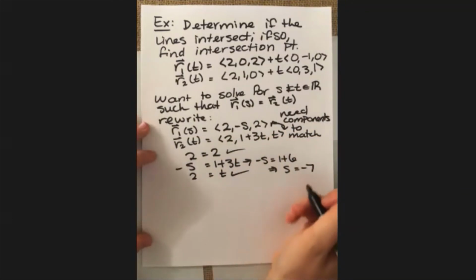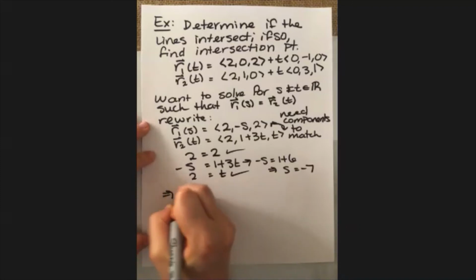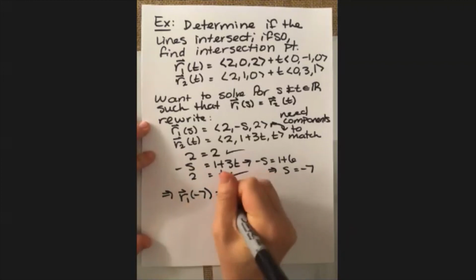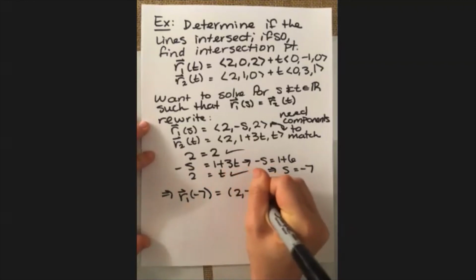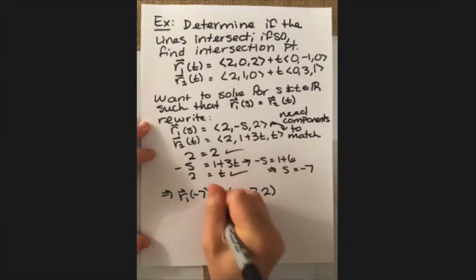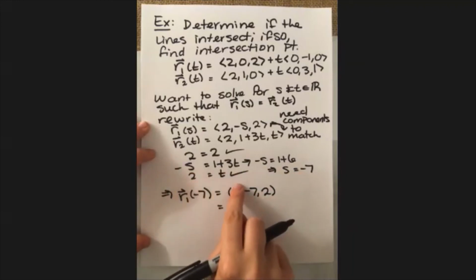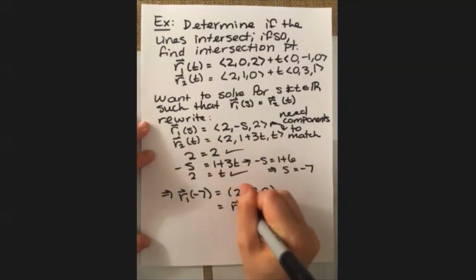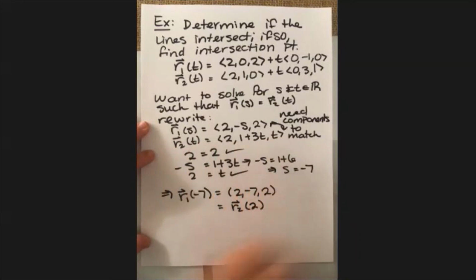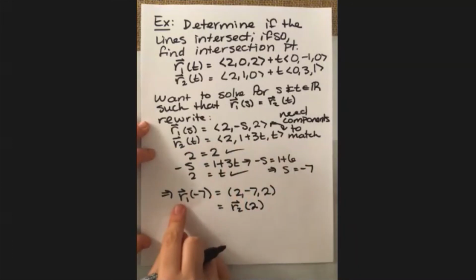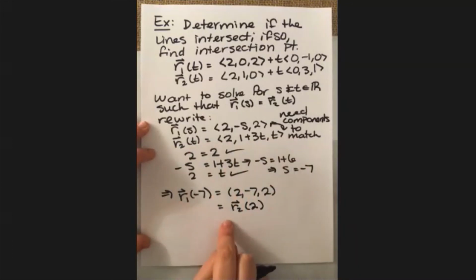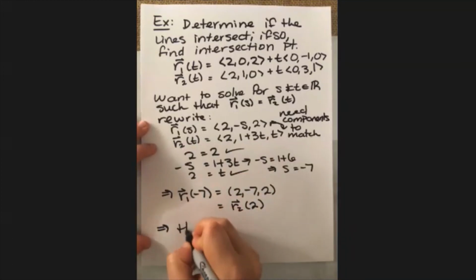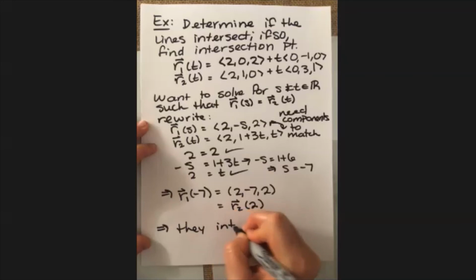So that means that R1 at negative 7 is equal to (2, 7, 2). And we also know that when we plug in t, we're going to get the exact same thing out of R2. So when we plug negative 7 into R1 and we plug 2 into R2, we wind up getting the same point, which means that that's where they intersect. So they do indeed intersect, and that is our intersection point.